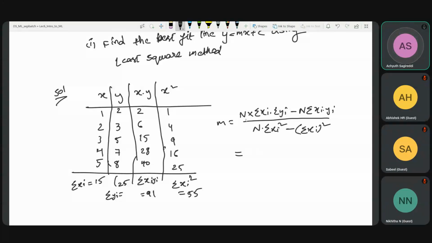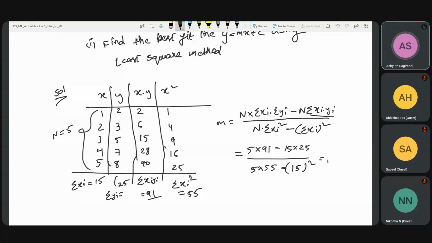By substituting the values here, n is 5. Number of examples is 5, right? m equals 5 into 91 minus 15 into 25. Here summation of x and y is 91, right? Divided by n is 5 into summation of x square, which is 55, minus 15 whole square, right? By simplifying that, you will get around 1.6.